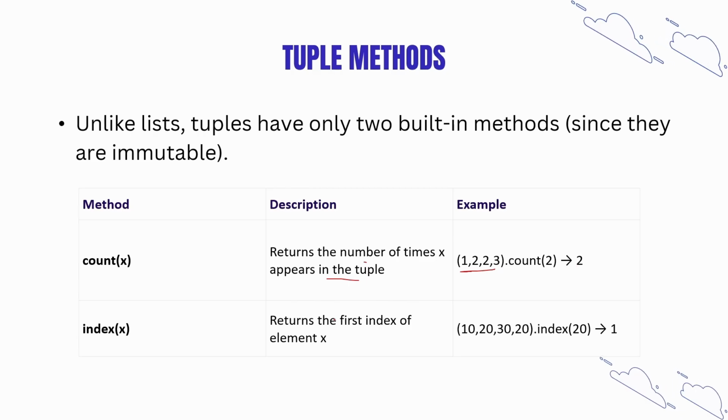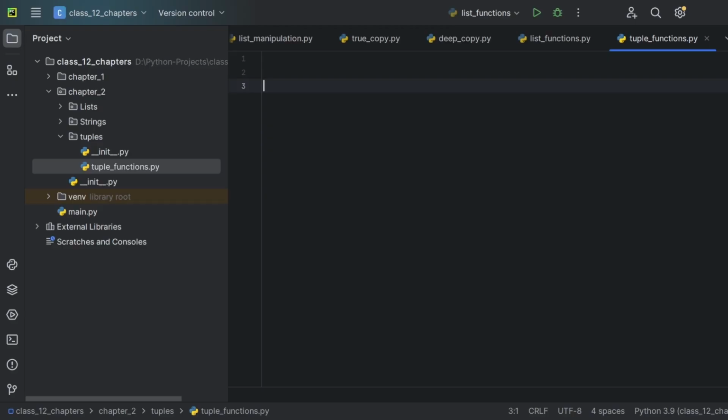Okay. Next is index. It returns the first index of element x. For example, if we have 10, 20, 30, 20, dot index 20. Here 10 is present at 0, and 20 is present at 1. Okay, so it gives us the index of 20, which is 1. Okay. So let us see tuple functions and methods in PyCharm.